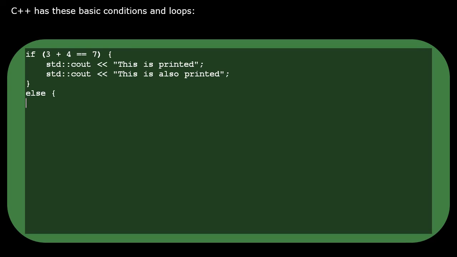You can add an else clause to the end of a conditional statement. Since this condition tests to true, the first statement block is done, but the else block is not done. But since this condition is false, the first block is skipped, and then the else block is done.